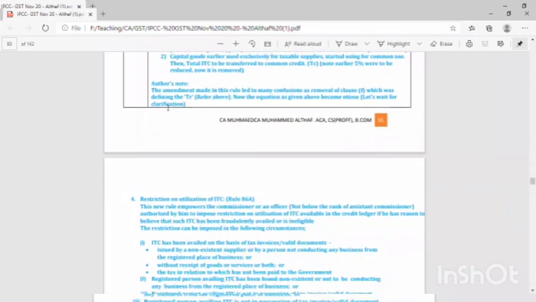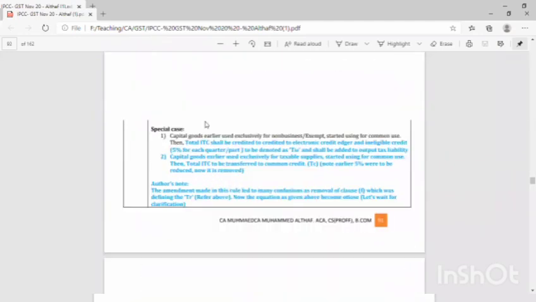The amendment actually, they made so many amendments, but in my view there is a lot of confusion. So let's wait for a clarification as given here. In my opinion, a lot of confusion still remains. That's why I've given a note in that way.